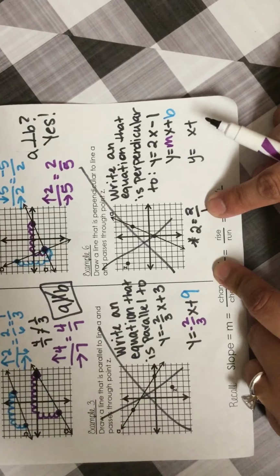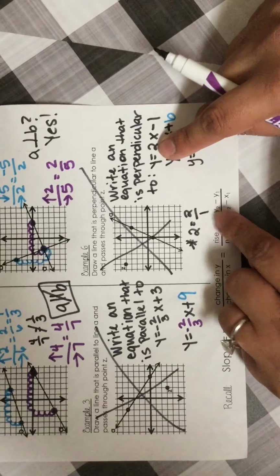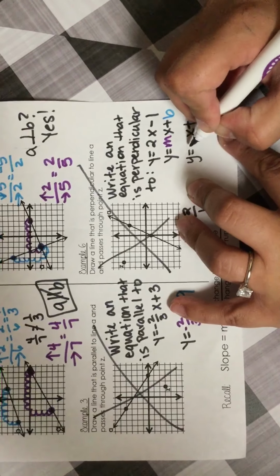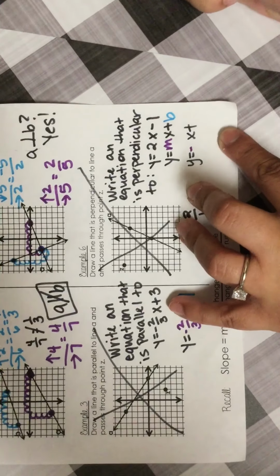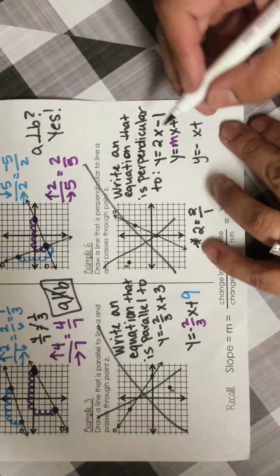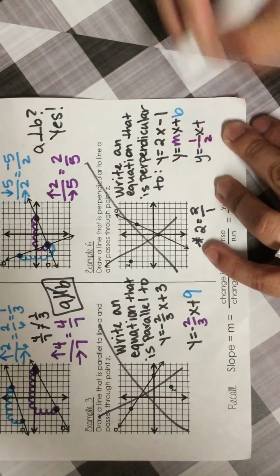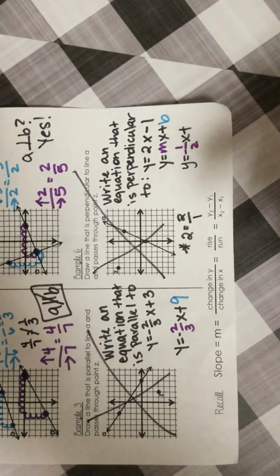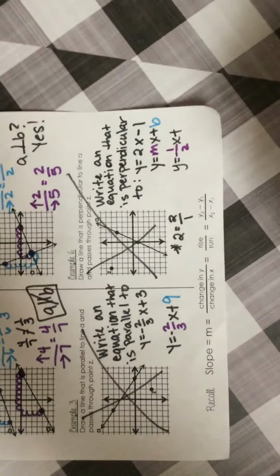Okay, if this is 2 over 1, let's change your sign. So this is positive, which means my perpendicular line is going to be negative. And I'm going to take this 2 over 1 and flip it. Becomes 1 over 2. So negative 1 over 2x. And this one does not have to have a different y-intercept, so I'm going to leave it at negative 1. And there we go. So those are our notes.